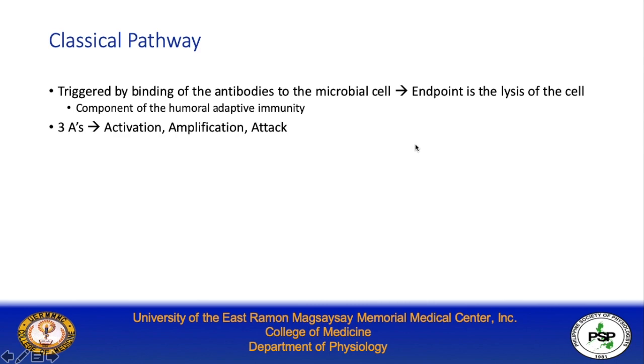Now, in the classical pathway, take note of the trigger, or the one that starts the cascade. It is triggered by the binding of the antibodies to the microbial cell. And the endpoint of this is that the microbial cell will die. Take note that the antibodies here are a component of the humoral adaptive immunity. Now remember the 3 A's: activation, amplification, and attack.